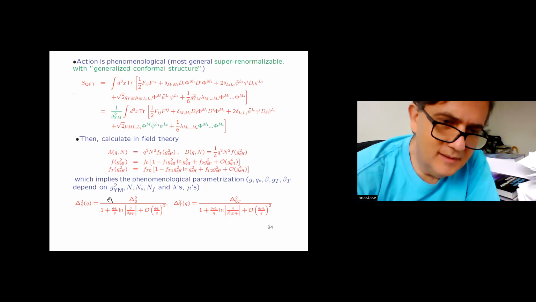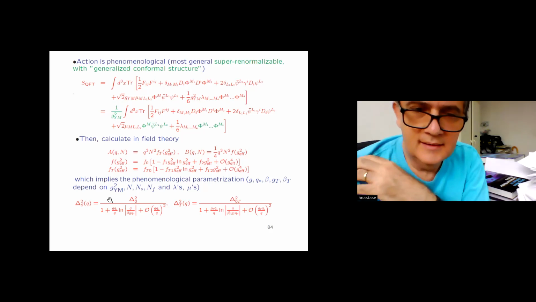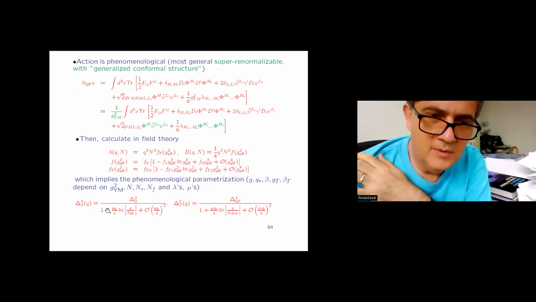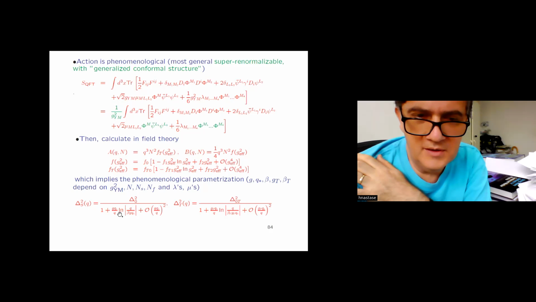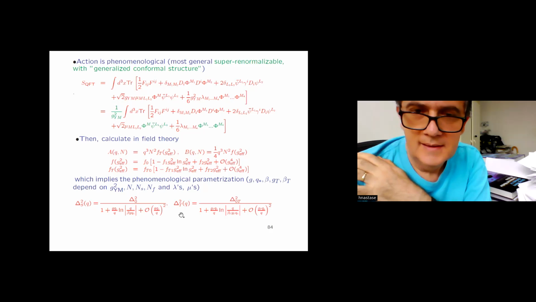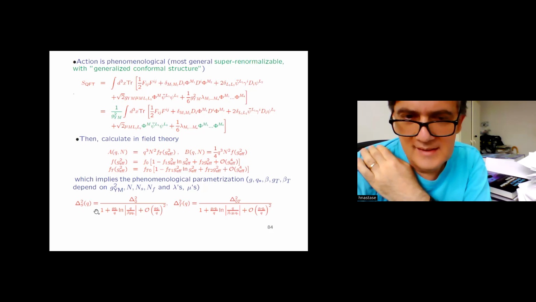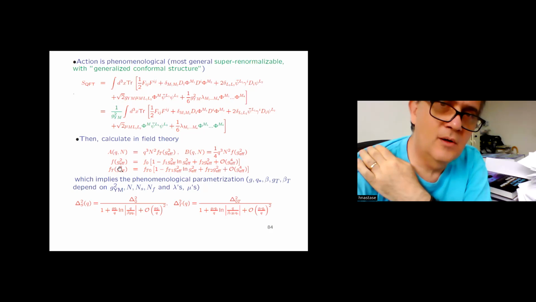So I have, in other words, something of the type 1 over 1 plus log Q, where the coefficient is also 1 over Q. And so this is a phenomenological parametrization, but all of these phenomenological parameters, G, Q star, beta, G T, beta T, depend on the parameters of the phenomenological action, on G squared Yang-Mills, on N, number of scalars, number of fermions, and the couplings lambda and mu.